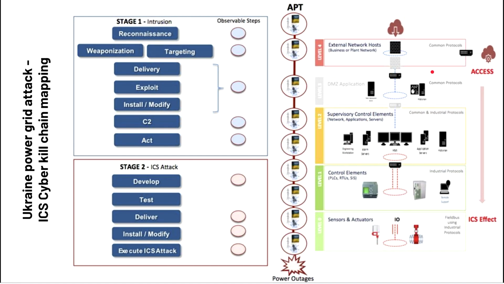On the right-hand side, you see the PERA model, where we have the levels of abstraction of the plant, from level 0, the sensors and actuators, all the way up to level 4, the external network hosts. We'll see how the attackers entered from level 4. They were able to access the enterprise network, and they moved through the layers, through the levels, down to the sensors and actuators to create the final ICS effect. That was the end of the attack, causing the power outages in Ukraine. So let's jump in and start with stage 1 and reconnaissance.